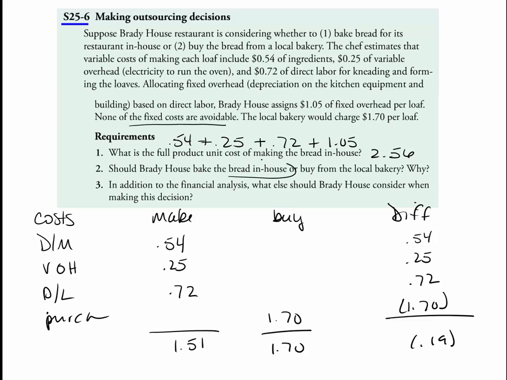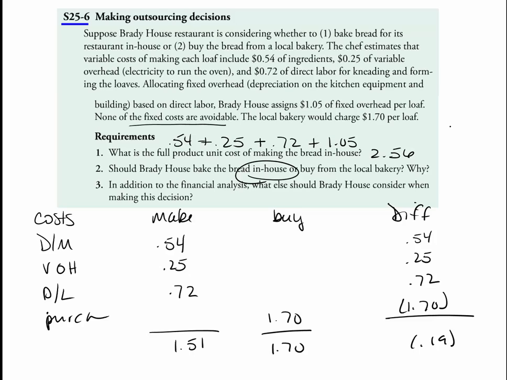So they should make it. If they buy it, they're losing it. They should make it in-house and they would save 19 cents. Because when you look at the full product cost, it looks like they should definitely outsource it, but that would actually be costing them more money.